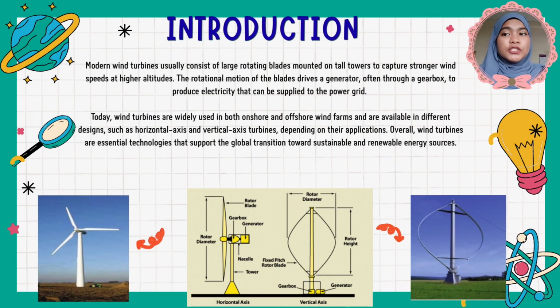A modern wind turbine usually consists of large rotating blades mounted on tall towers to capture stronger wind speeds at higher altitudes. The rotational motion of the blades drives a generator, often through a gearbox, to produce electricity that can be supplied to the power grid. Today, wind turbines are widely used in both onshore and offshore wind farms and are available in different designs such as horizontal axis and vertical axis turbines, depending on their applications. Overall, wind turbines are essential technologies that support the global transition towards sustainable and renewable energy sources.